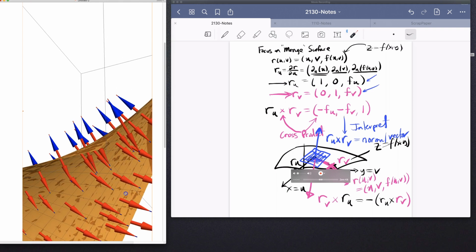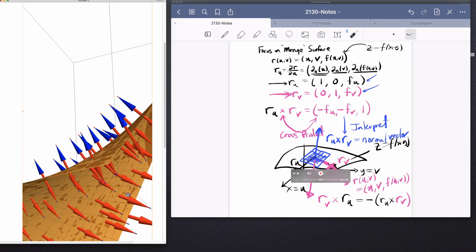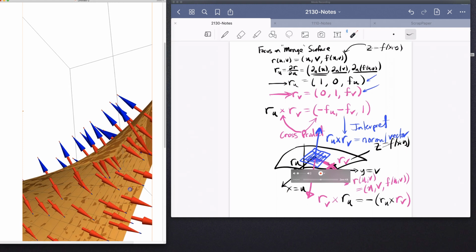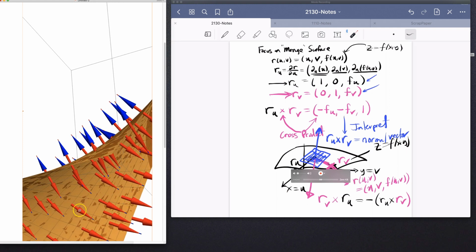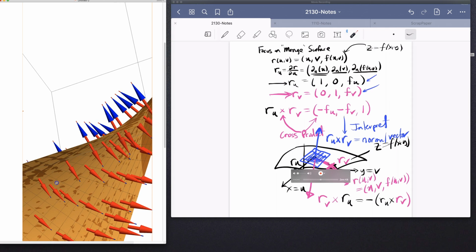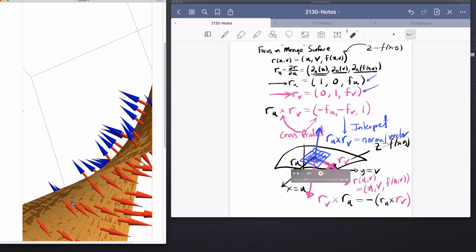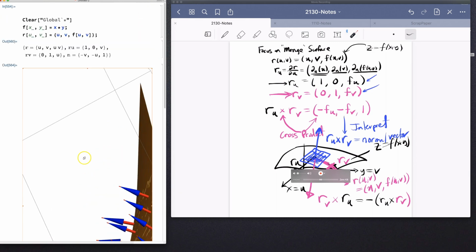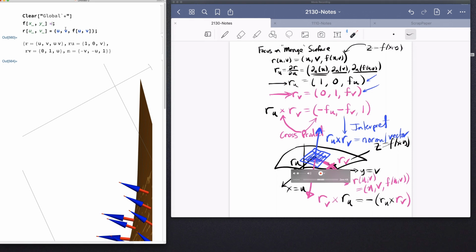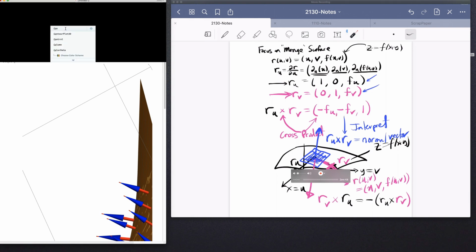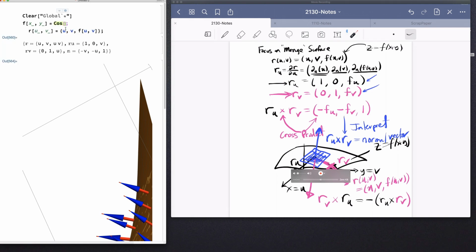And then on the other side, the red arrows are pointing exactly 180 degrees opposite of the blue arrows, but they are still all perpendicular to the surface, just pointing in the opposite direction. So this is going to be true for any function. Let's say that the function is cosine of x multiplied by y.